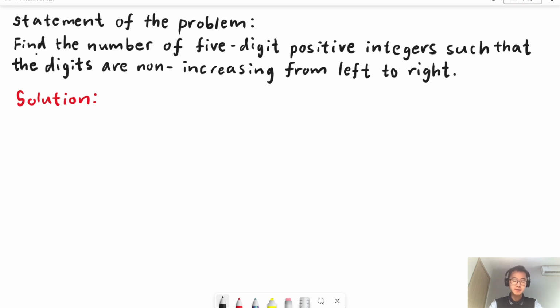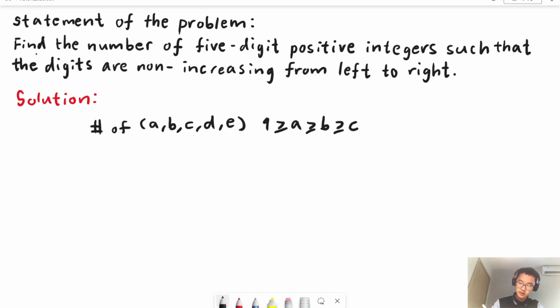Today we'll be looking at how to solve the problem. Find the number of 5-digit positive integers such that the digits are non-increasing from left to right. Okay, so first of all, non-increasing means it's either decreasing or equal to. So basically we just want to find the total number of orderings A, B, C, D, E, satisfying the conditions that 9 is greater than or equal to A, B, C, D, E, which is greater than or equal to 0, since all the digits are greater than or equal to 0.